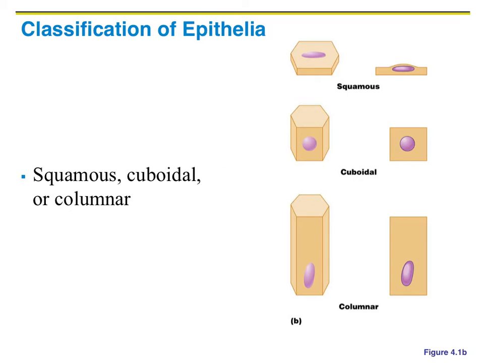The different cell shapes include squamous, cuboidal, and columnar. Squamous cells are flattened cells. Cuboidal cells are cube-like, and columnar are tall, column-like cells. Together, the cell shape and the number of layers will indicate what type of epithelial tissue it is. For example, simple squamous is one layer of flattened cells.